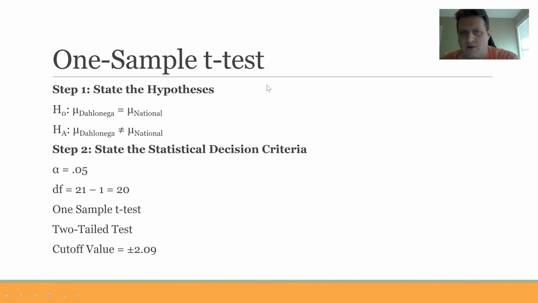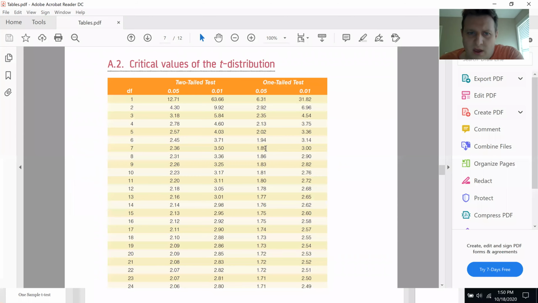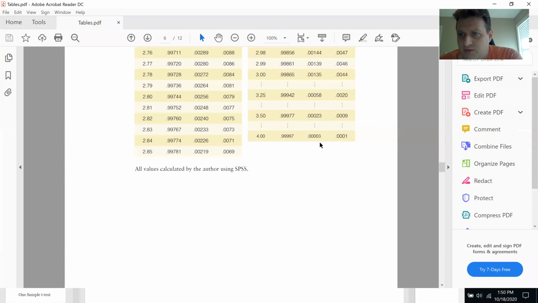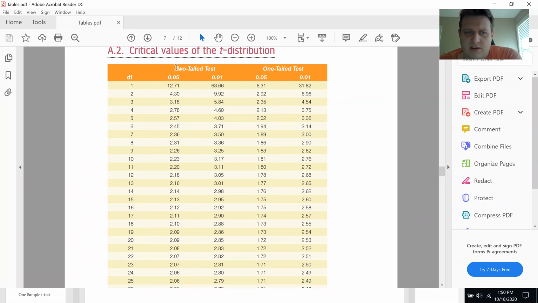And then I need to look up my cutoff values. So my cutoff values, where do I find those? Well, it turns out in that tables packet I gave you guys a while ago, we can find it. In our tables, right after the standard normal distribution with all the z-values, we have a table that's called critical values for a t-distribution. First thing that we need to do is look at our degrees of freedom and find the appropriate one. Then we need to determine if we have a two-tailed test or a one-tailed test, and if alpha is 0.05 or 0.01.